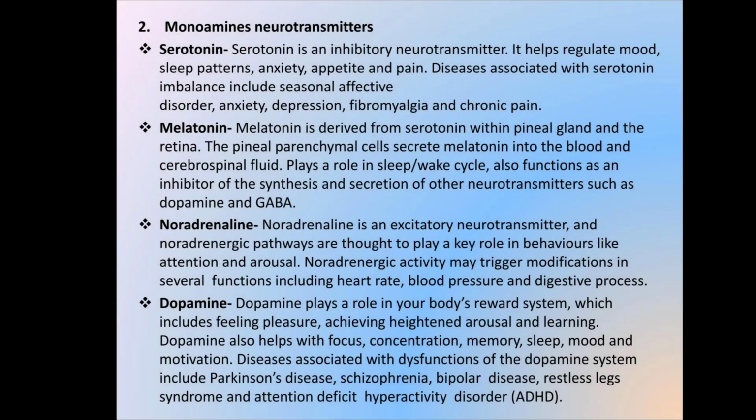Next are monoamine neurotransmitters. Here come serotonin, melatonin, noradrenaline, and dopamine. Serotonin is also known as the happy neurotransmitter, and it regulates your mood, sleeping patterns, anxiety, appetite, and many other things related to your mood. Melatonin is derived from serotonin within the pineal gland and the retina, and it plays a role in the sleep-wake cycle.